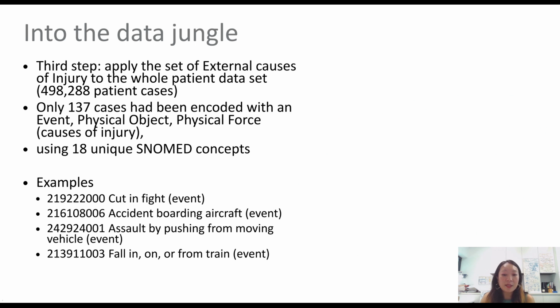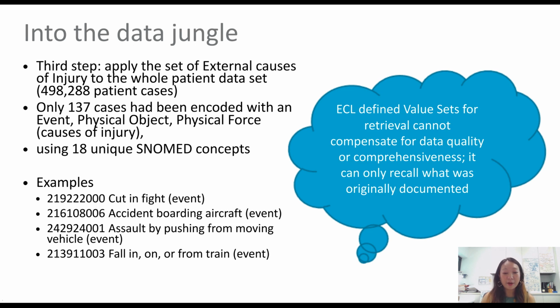Our final step was to then apply the set of external causes of injuries to the whole patient data set, so to the 500,000 patient cases. We only returned 137 cases, and these were the ones that had event, physical object, or physical force, so the causes of injury, and it only covered 18 unique SNOMED concepts, so for example, cut in fight, accident boarding aircraft, etc.